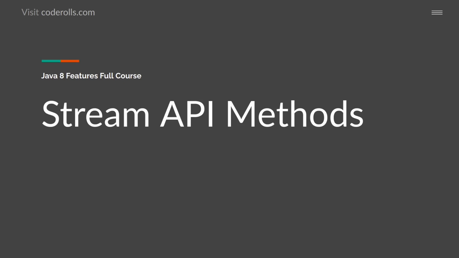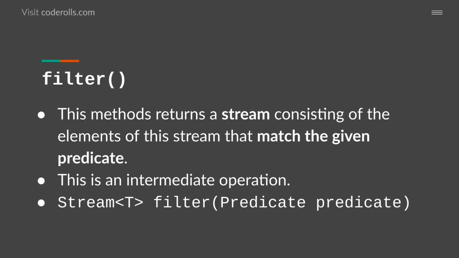And the first one is the filter method. The filter method will return a stream consisting of the elements of this stream that match the given predicate. If you can see the third point, which is the method signature, the filter method will accept a predicate. Now, a predicate is a boolean valued function and it returns a boolean value based on some condition.